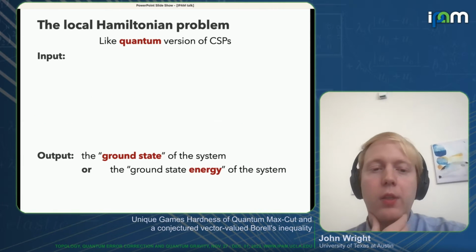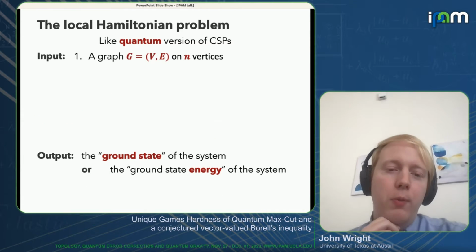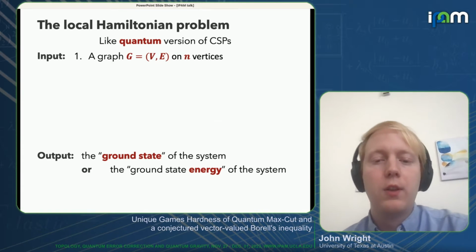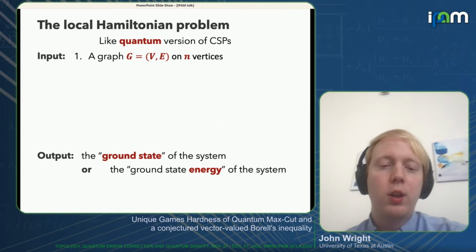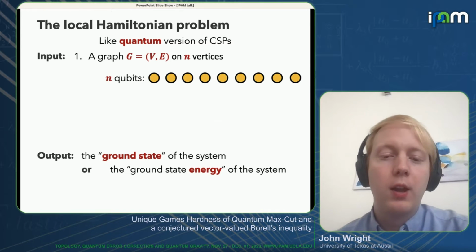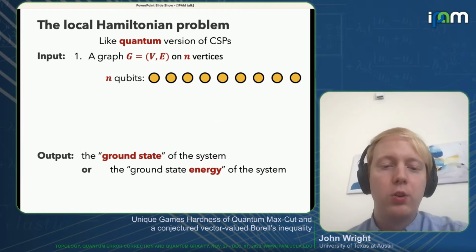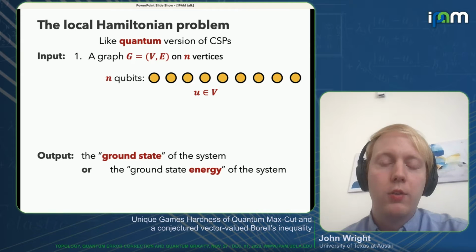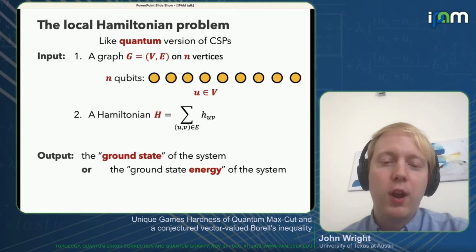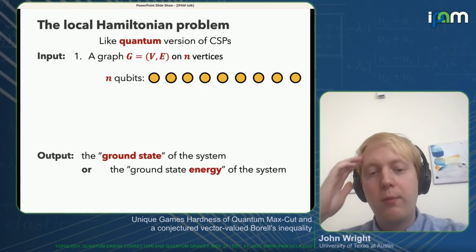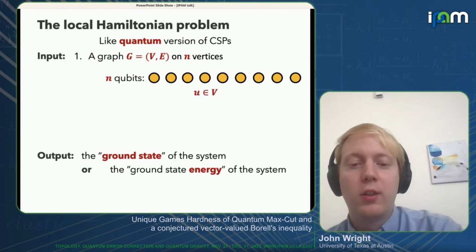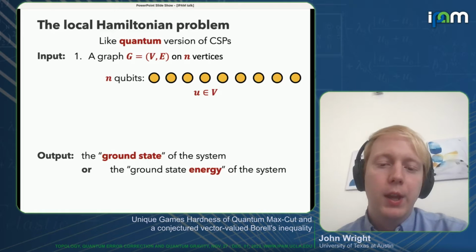Okay, so what is the actual input? The way we specify a local Hamiltonian, we're going to have a graph G on n vertices. Pictorially, the n vertices of this graph will correspond to one qubit apiece. And every vertex in this graph is going to be associated with one of the qubits. So maybe this qubit here is the vertex U.